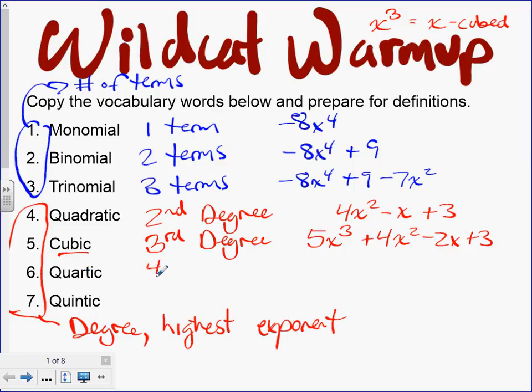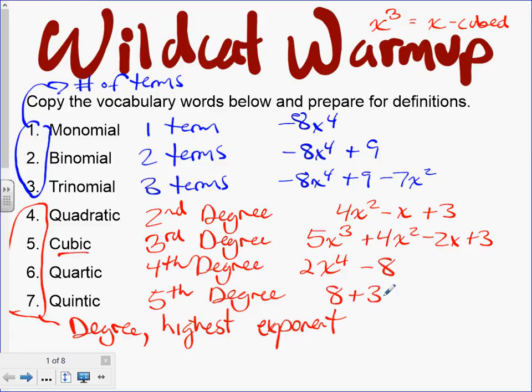Quartic, what do you think that is? 4. Yeah, fourth degree. Okay. So an example of a quartic function is 2x to the fourth minus 8. The highest exponent is 4. And this weird word you've probably never seen before, quintic. It's a fifth degree polynomial. So that means its highest exponent is 5.